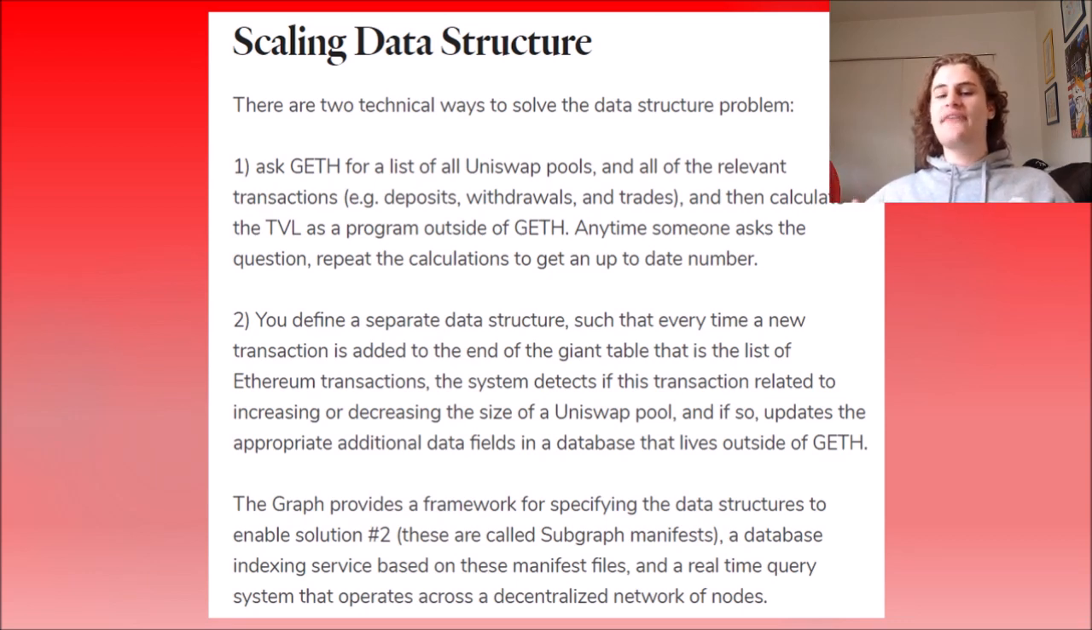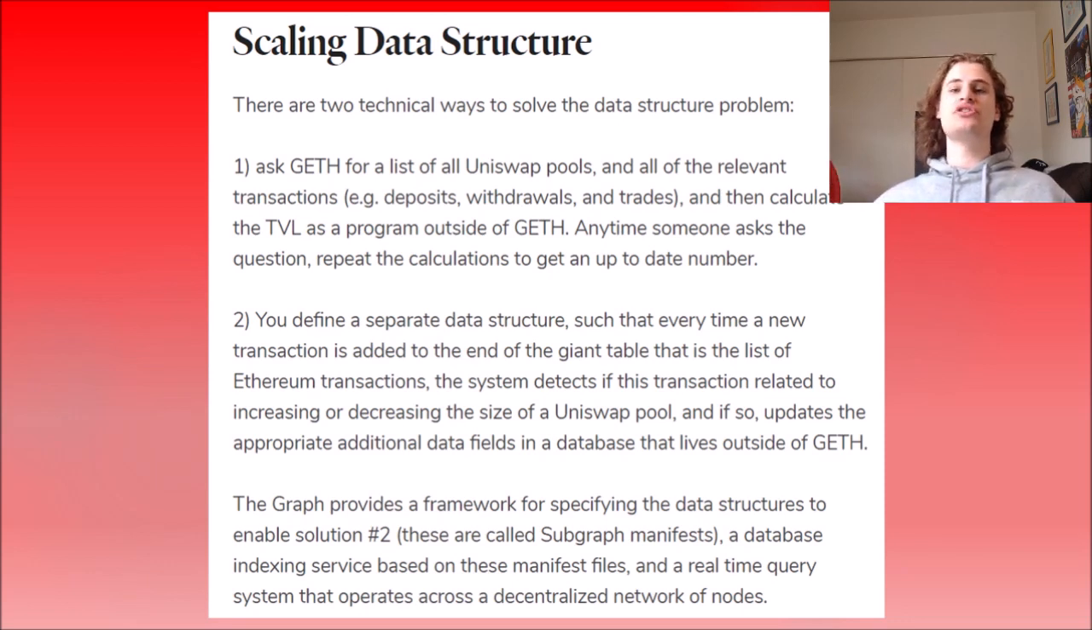In fact, the graph does the second way. Now, in this second way, it's a little bit confusing, but what the graph will do is they'll define a separate data structure, so they'll make their own subgraph for Uniswap, and every time a change happens on Uniswap, they'll add this change to the subgraph. So every single transaction that's happening is just getting added to a long list of transactions on the subgraph, and then Uniswap can just check out this subgraph and boom, all of the data is there for them.